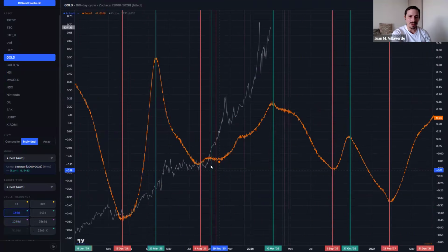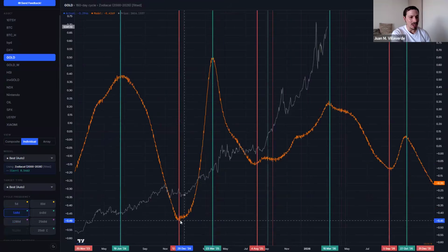Like you can see these. For instance, look at this. This cycle is also quite reliable on gold. This is a 160-day cycle. That's about 6 months. This is the 20-week cycle, by the way, that I teach in the course for those of you who watched it.